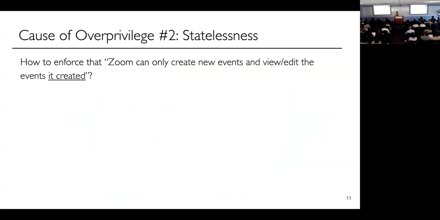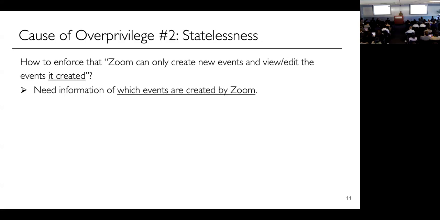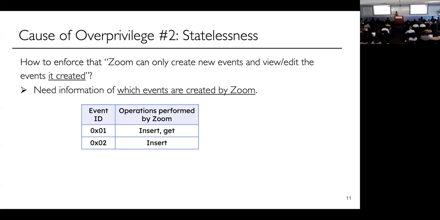Okay, the other thing is it's kind of stateless, right? So that policy, right? Zoom can create events or view events it created, but all of your authorization checks right now are kind of stateless. It is evaluated in the context of the current request, and your authorization decision is based on information at that moment in time, not information in the past, right? So to enable something like this, you would abstractly need this table that says, okay, for event ID 1, Zoom did an insert and then did a get, and for ID 2 it did an insert.